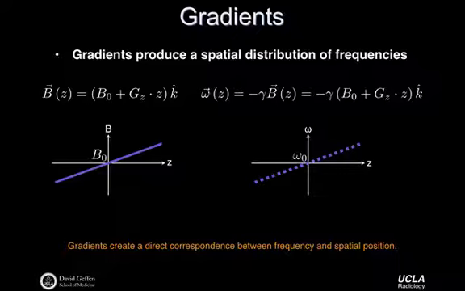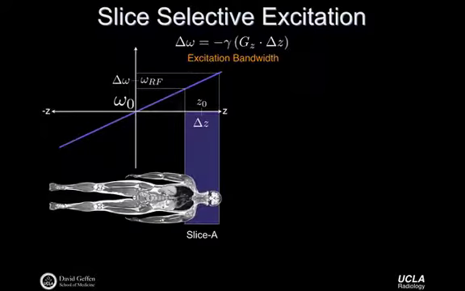So we recognize that gradients create a direct correspondence between frequency and spatial position. That's a fundamental connection that we need to understand or conceptualize for MR. The frequency and spatial position are linked through the applied gradient that's actually being used.